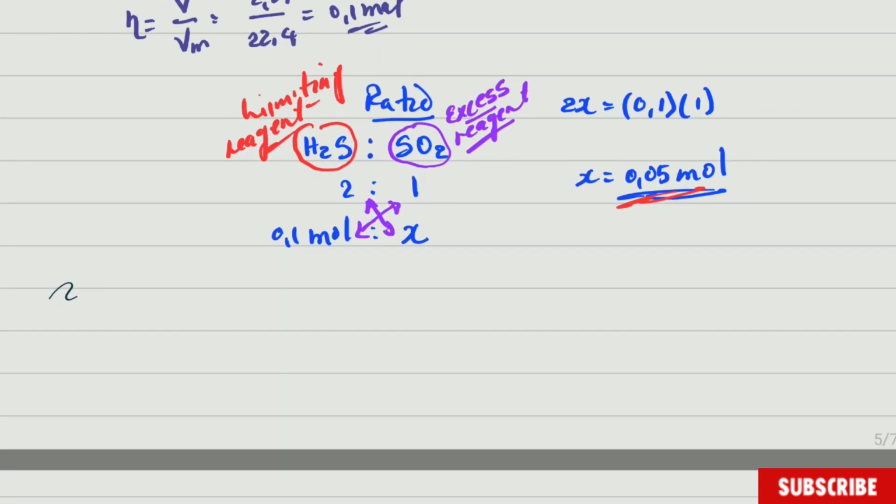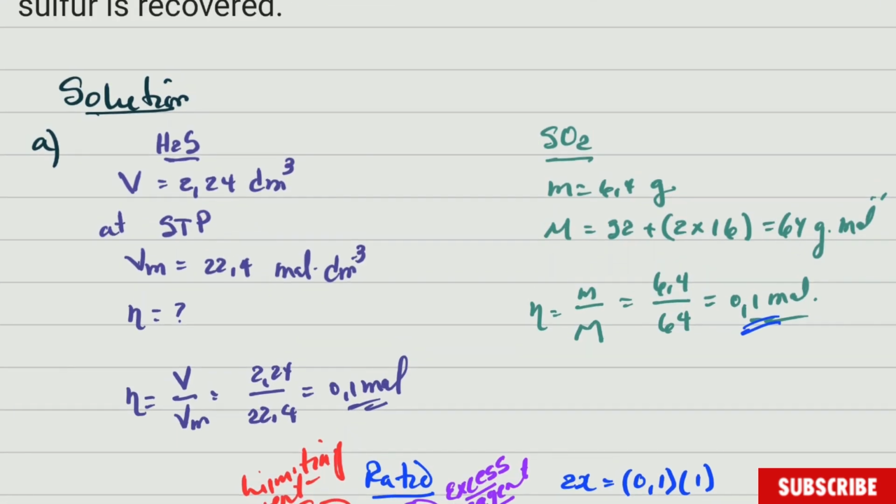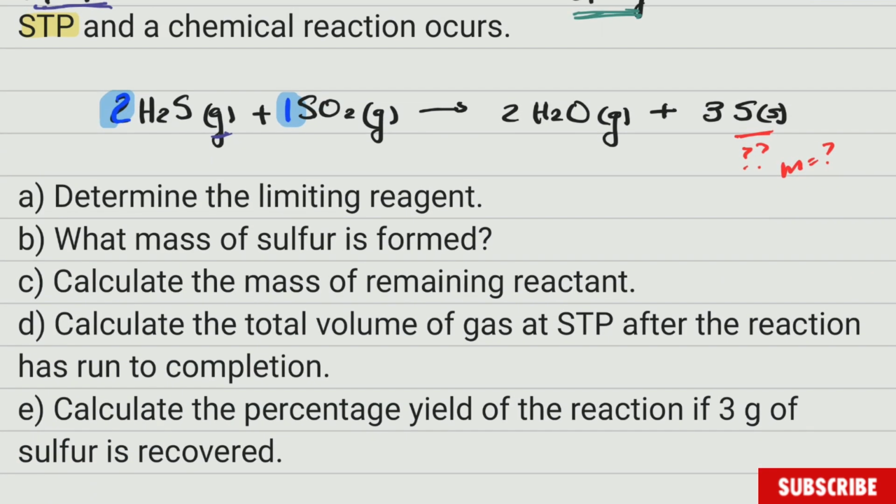And this one is really easy, guys. Now for question B, finding the mass of sulfur is like finding the theoretical yield. We have to use the limiting reagent. And the limiting reagent is the hydrogen sulfide. So we have to use this now to calculate the mass.